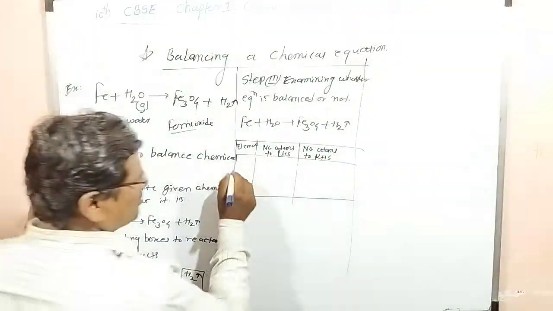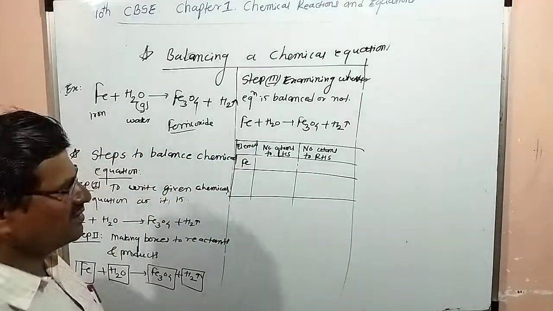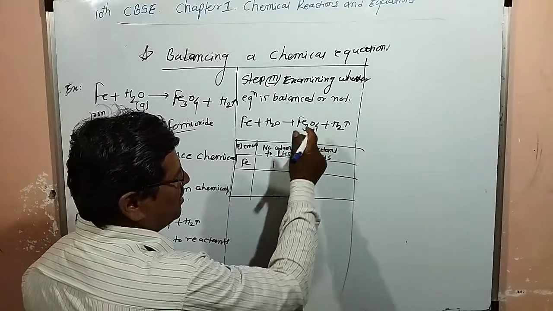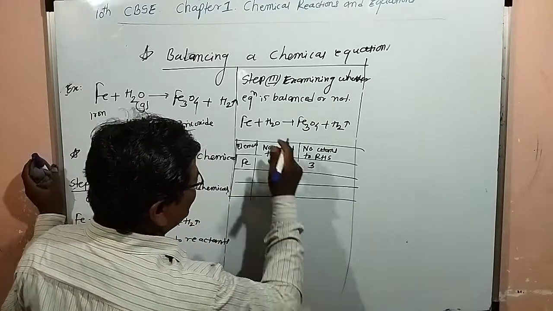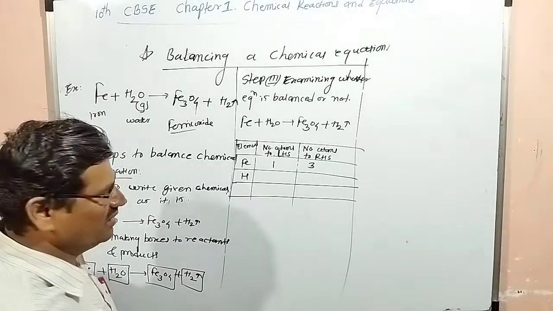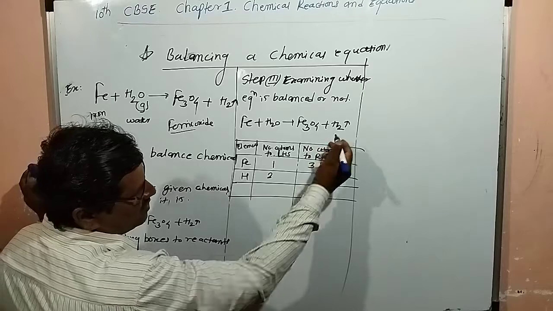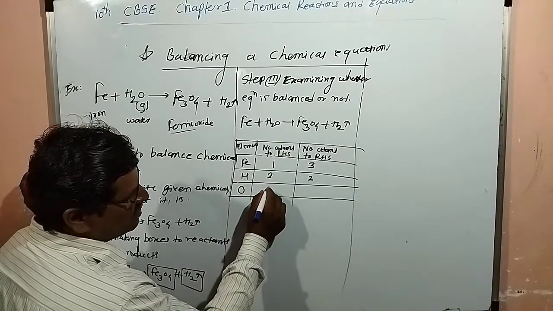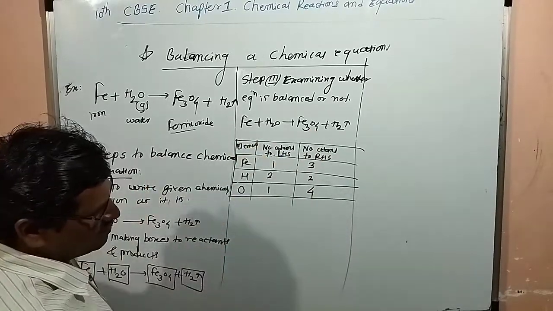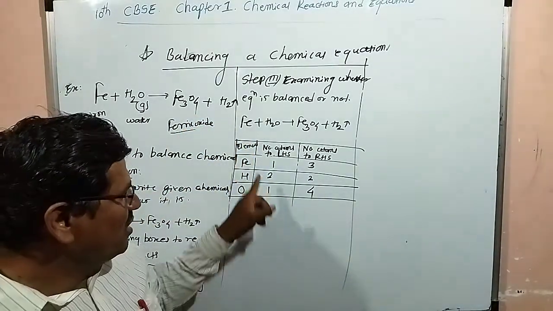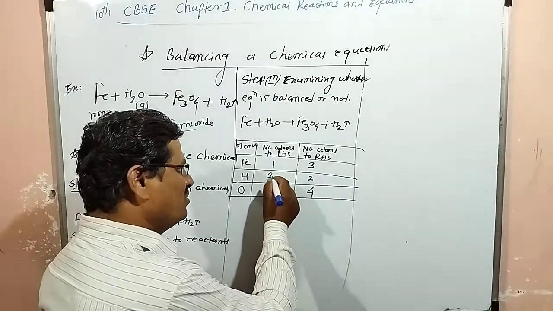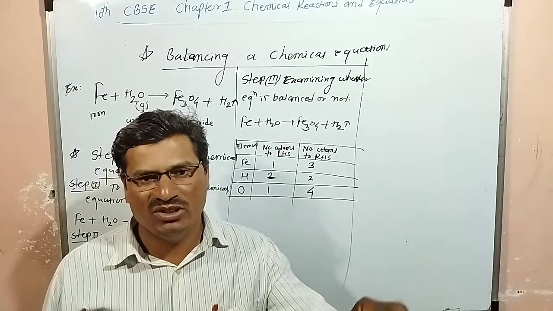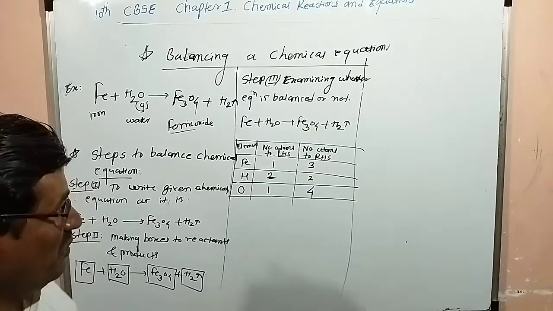So how many elements are there? The first element we write is Fe. In the reactant side, that means the LHS, Fe is 1. In the product side, Fe is 3. The second element is hydrogen, symbol H. In the reactant side there are 2, and in the product side there are 2. After that, oxygen: in the reactant side oxygen is 1, in the product side oxygen is 4. So Fe is 1 and 3, hydrogen is 2 and 2, and oxygen is 1 and 4. The number of atoms of each element in the reactant side is not equal to the number of atoms of the same element in the product side, and that's why we have to balance this chemical equation.